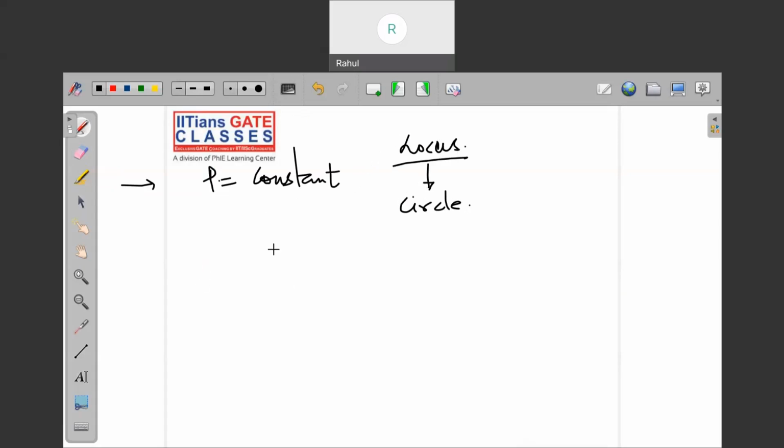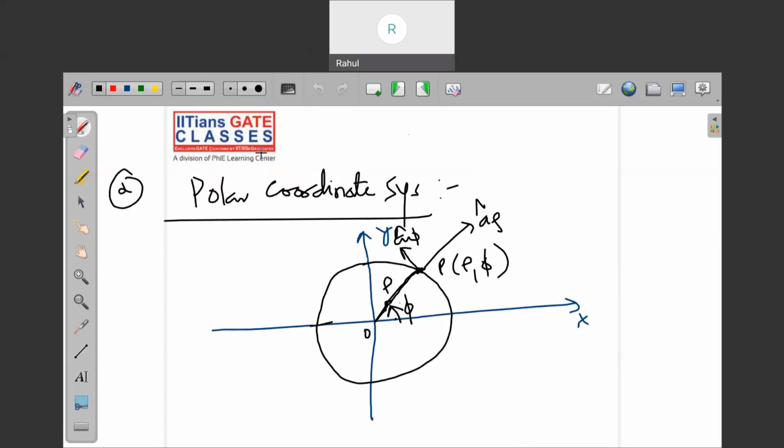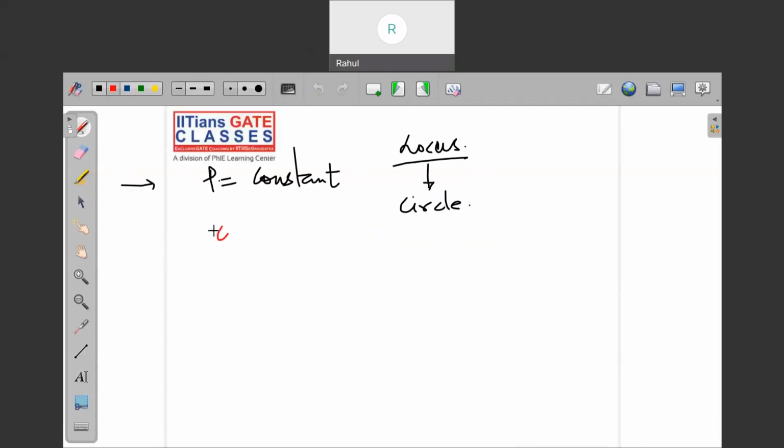And your phi will vary from what? Your phi can go from x to like this, so from 0 to 2 pi, right? Your phi can range from 0 to 2 pi. Phi can go from 0 to 2 pi.